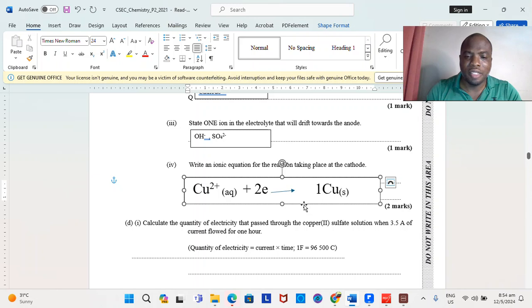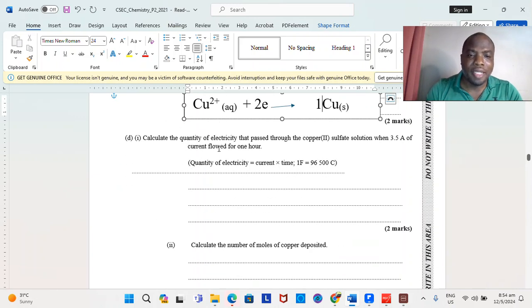Mr. Faraday says 1 mole of electrons, in terms of the charge, is 96,500 coulombs, right? So they did ask you, calculate the quantity of electricity that passed through the copper sulfate solution when 3.5 amp of current flowed for 1 hour. Remember, they are checking using the ammeter on the diagram to see the amount of current. So CXC made it easy.